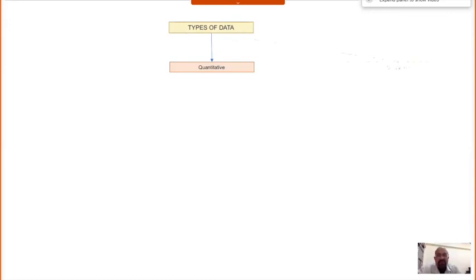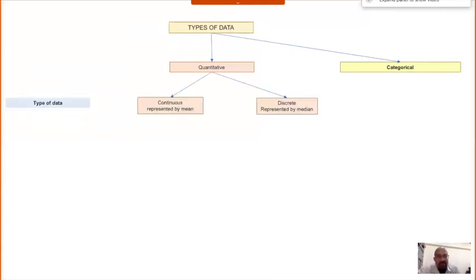So if the type of data is quantitative or categorical, obviously there are only two kinds of data. Then if it is quantitative data, is it continuous or is it discrete? If it's continuous, it's represented by the mean. And if it is discrete data, then it is represented by the median. So remember this: continuous data, mean; discrete data, median. How is it distributed if it's continuous data? Is it normal? Is it not normal?